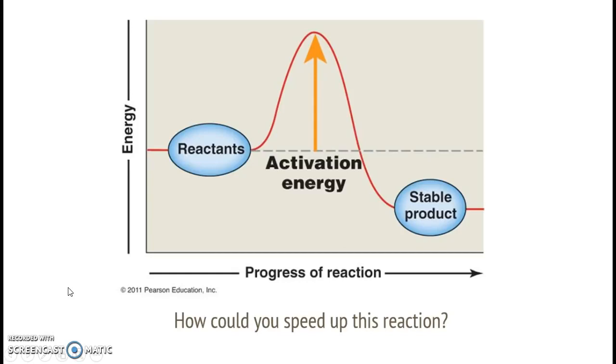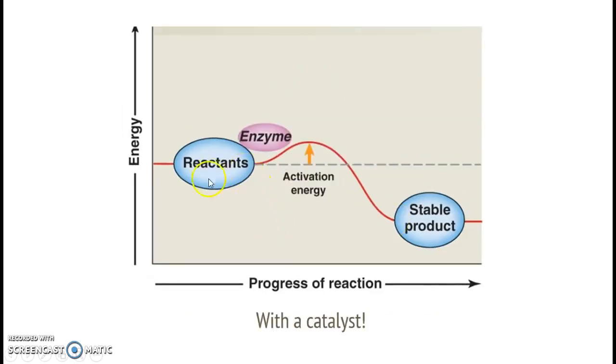So how do you think you could speed up this reaction? Well, if you think of it as having to climb up a little bit of a hill to get to roll down it, wouldn't it go faster if that hill wasn't so tall? And that's exactly what we can see. The reaction will go faster without needing as much activation energy. So there are substances called catalysts that can help lower this activation energy, and catalysts do speed up the rate of chemical reactions by lowering the activation energy.